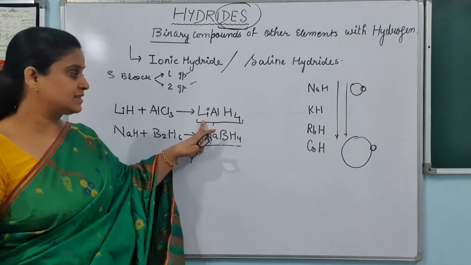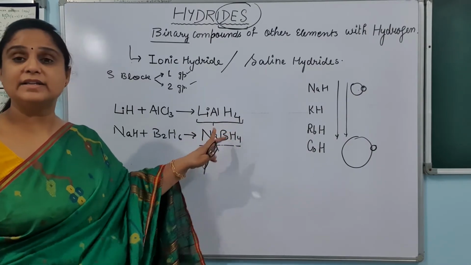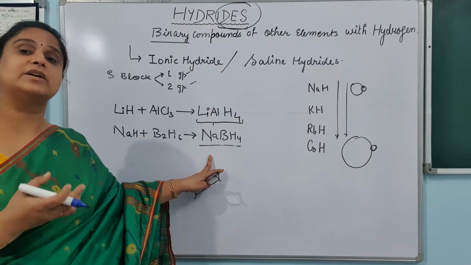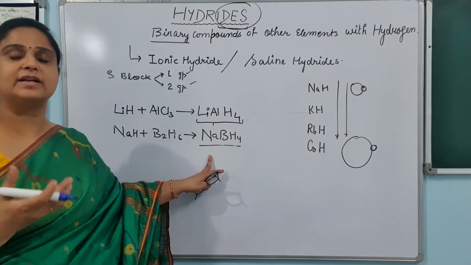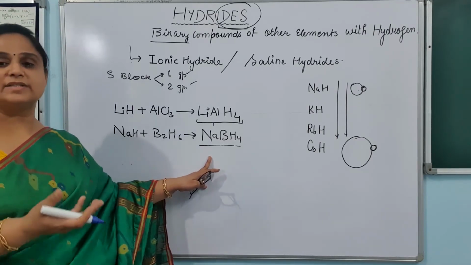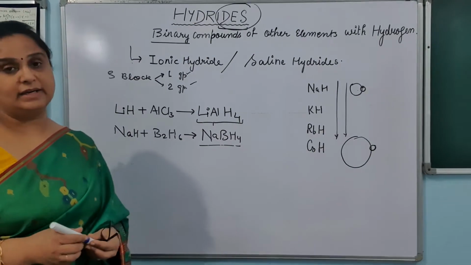So this is lithium aluminum hydride, this is sodium borohydride, and these are reducing agents which can be utilized for the reduction of other compounds, not elements. These are very good reducing agents. Whenever required, they can be utilized. So these are the general properties of ionic hydrides.